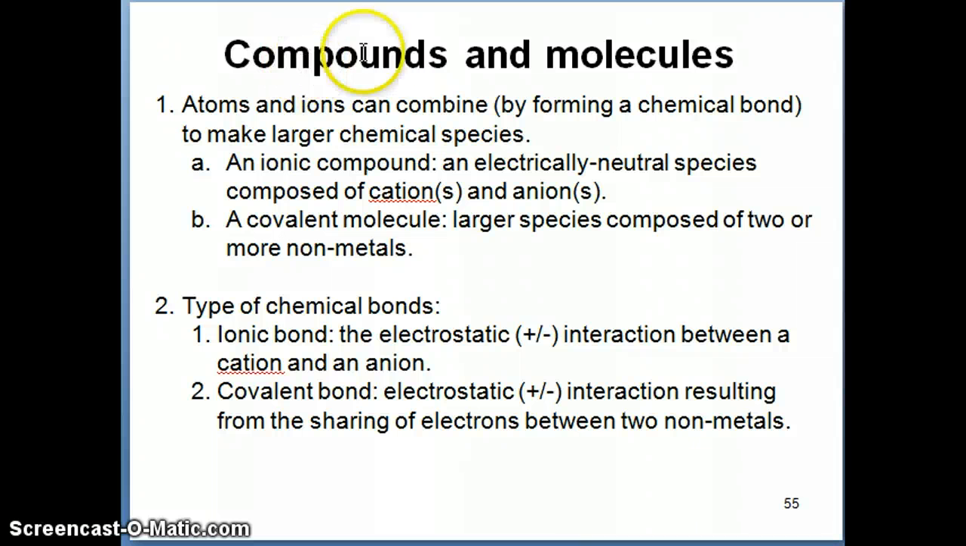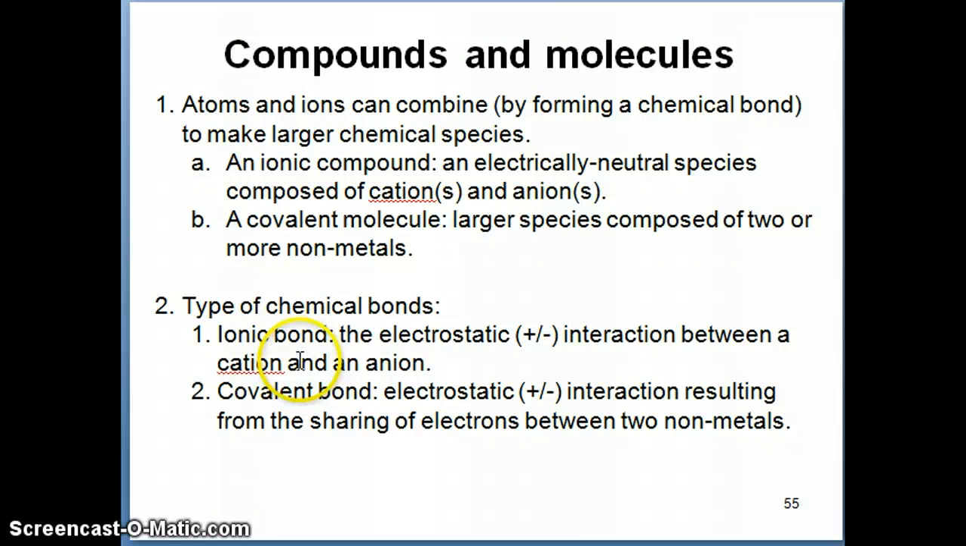Let's now talk about these terms, compounds and molecules. As it turns out, atoms and ions do exist on their own, but not a lot of them; more of them combine with each other to make larger chemical species. Atoms can combine with other atoms, and a cation can combine with an anion, to make a larger chemical species. They do this by forming what we call a chemical bond. Now, what kind of chemical bonds can they form?